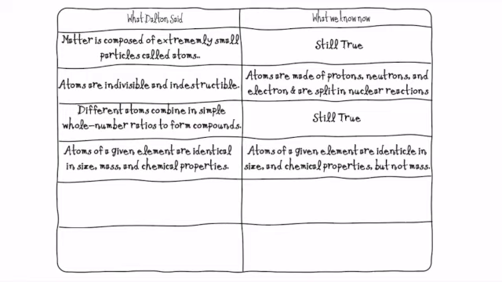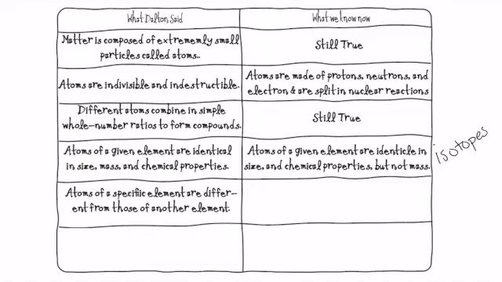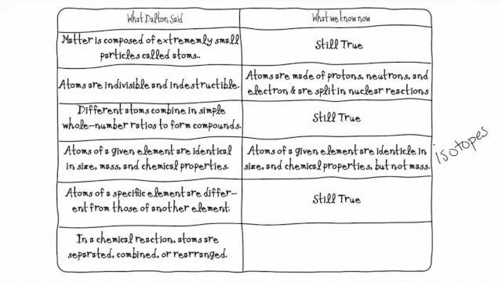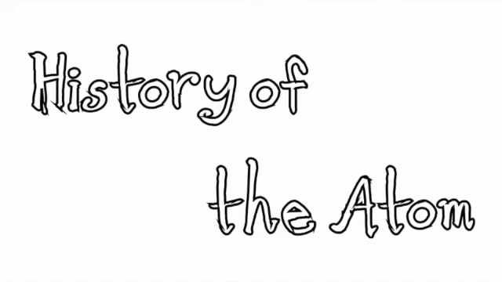Atoms of a given element are identical in size and chemical properties, but not mass. We have isotopes. Those are atoms of the same element that have a different mass. Atoms of a specific element are different from those of another element. That's still true. And in chemical reactions, atoms are separated, combined, or rearranged. And that is still true. The history of the atom.